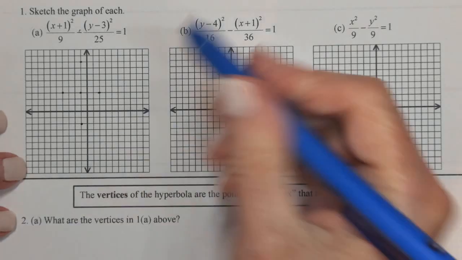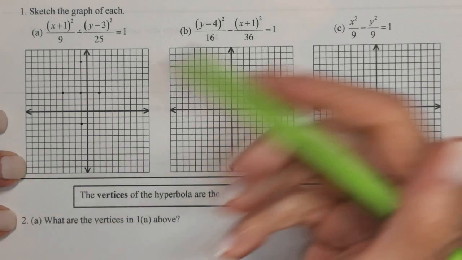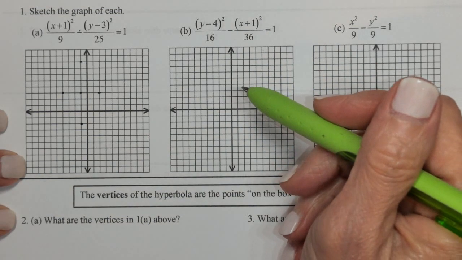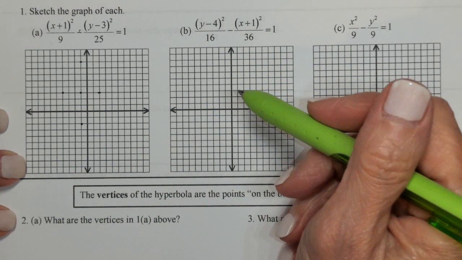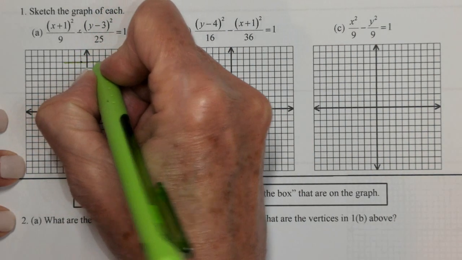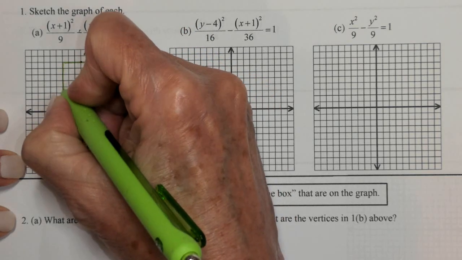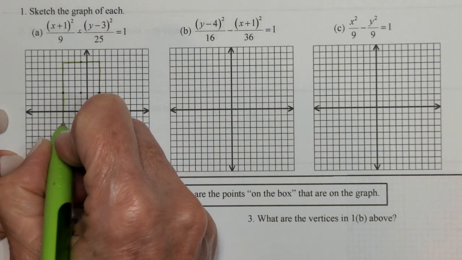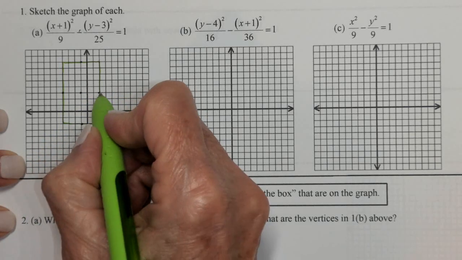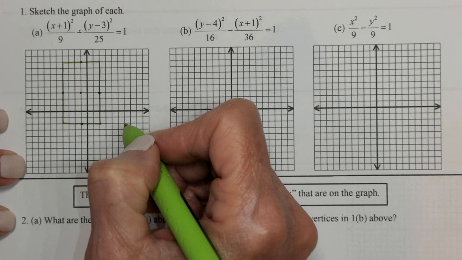What we do with these points is we form a box, okay? This box definitely is not part of the curve. It just helps us to graph the curve. So I'm going to lightly form a rectangle using these points as the center of each side of the rectangle.